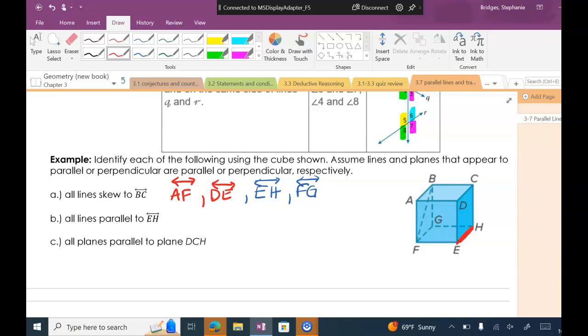What do we think? Give me one. GF, okay. Another one. DC. And I've got one more. AB. So basically, if you think about a cube, you've got this line, and it's going to be the other cornered lines around there.